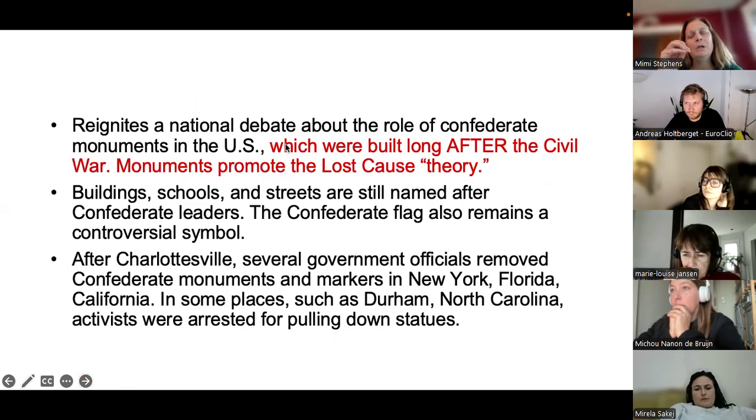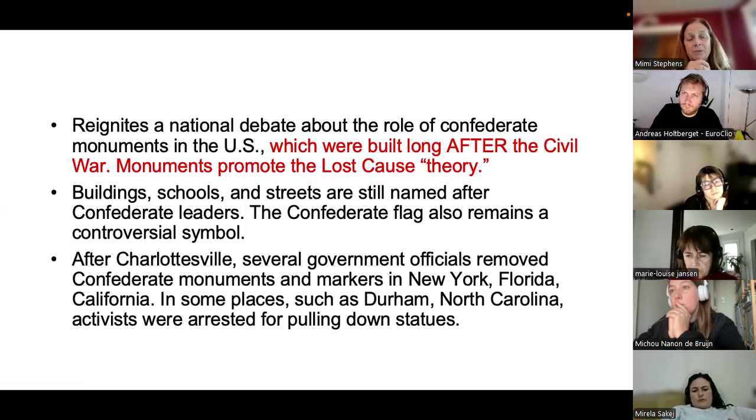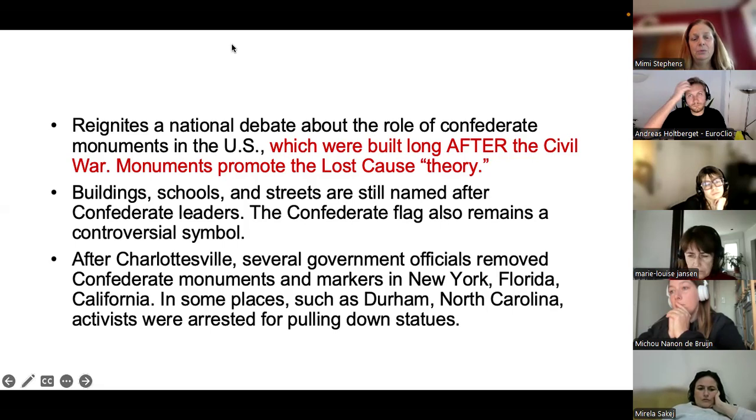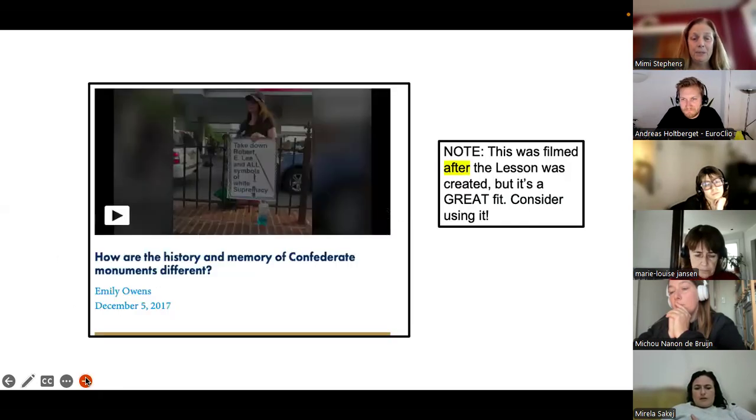But it's important to know, if you don't know, that most or all of these Civil War monuments were built long after the actual end of the Civil War. And bringing it up to today, we still have, as someone mentioned, buildings, schools, streets, many places around the country, especially in the South, named after Confederate leaders. And so with this controversy, there was a movement to take down some additional monuments around the country, and that's what led us to create this lesson.